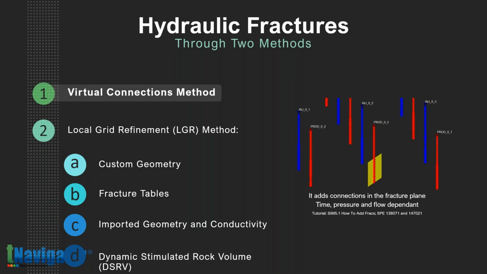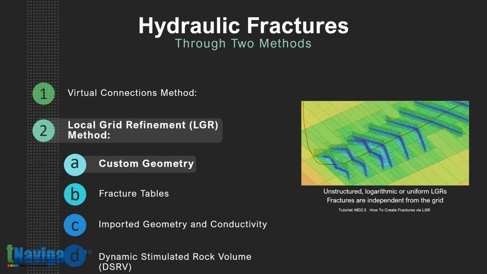So let's talk about the virtual connection method. Basically here, in an existing model, we are creating fracture planes. And in those fracture planes, we are adding something that we call virtual connections. Now we can manipulate the efficiency of those connections, and those efficiencies can be dependent on time, pressure, and flow. This method is described in one of our tutorials, tutorial C 5.1, and it is also described in the user manual, of course, and in 2 SPE papers.